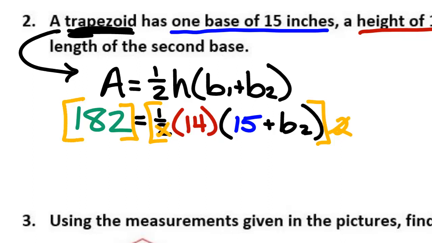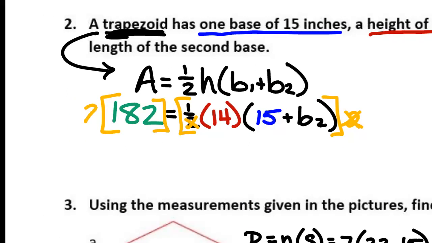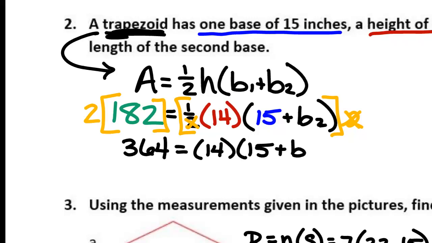So my fraction goes away. 182 times 2 gives me 364. So I have 364 equals 14 times 15 plus B2.